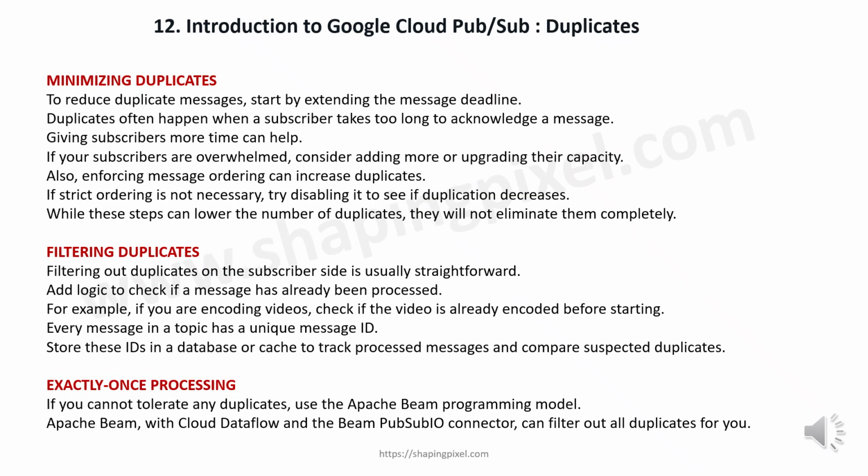Cloud Pub Sub is designed to deliver each message once, but sometimes duplicates slip through. Handling these duplicate messages is important to keep your systems running smoothly and your data accurate. To reduce duplicate messages, start by extending the message deadline. Duplicates often happen when a subscriber takes too long to acknowledge a message. Giving subscribers more time can help.